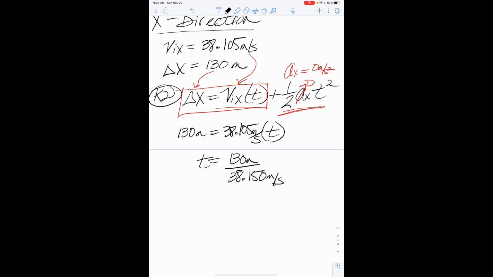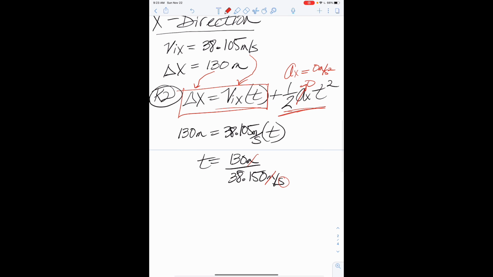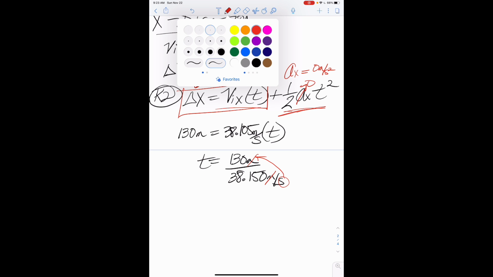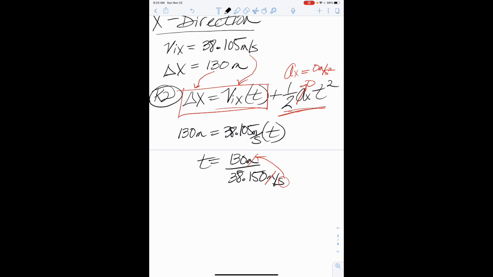We're going to get t equals 130 meters over 38.105 meters per second. Notice what's going to happen with the units, right? Fraction at the bottom of our fraction, so we'll flip and multiply. Seconds is going to move up top. Meters are going to cancel. Get our calculator out for that. Did I write? I think I wrote that wrong. I wrote 150. My apologies. Type this in really quick. 3.412 or 3.41. We'll just go with that.